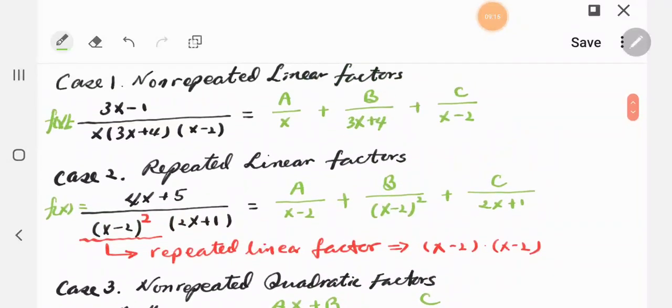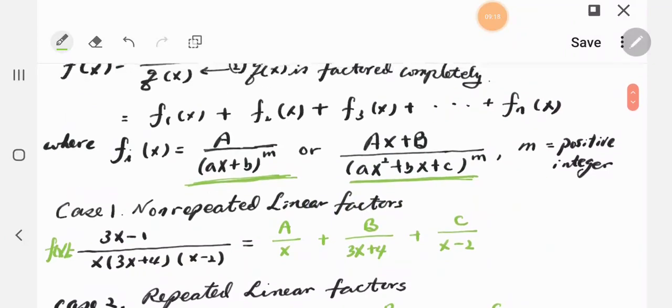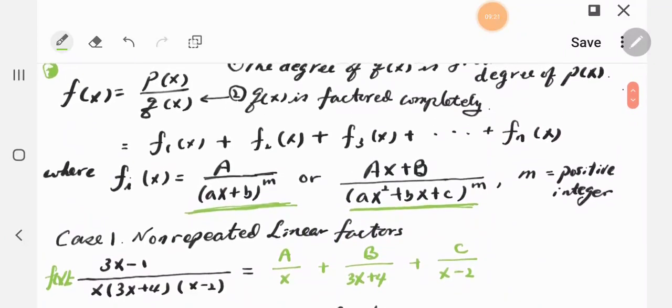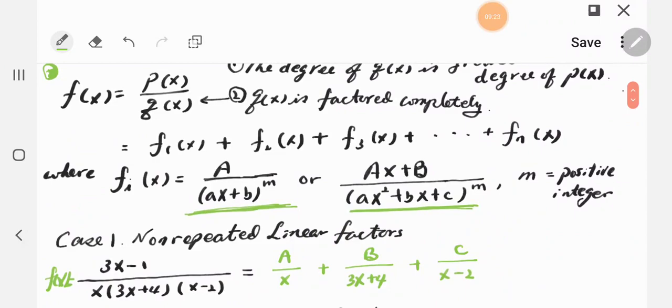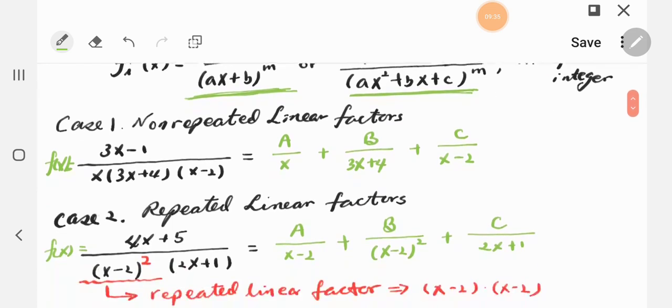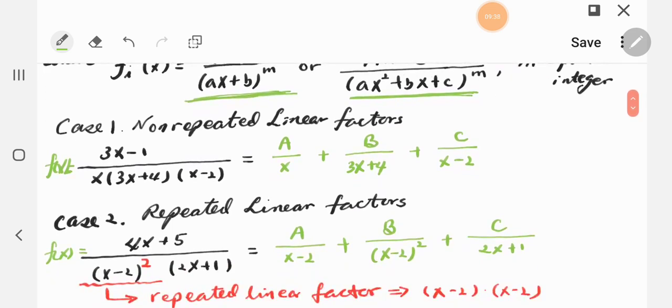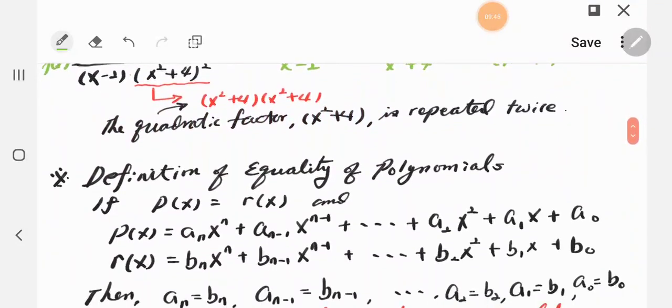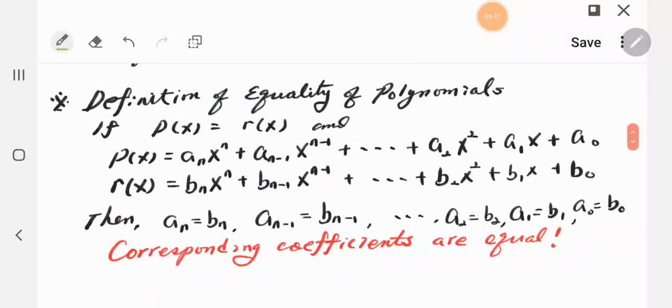So if a function's denominator is completely factored, then we can separate the denominator using each factor from the denominator. So we call it partial fraction decomposition. When we do the decomposition, this is the addition of fractions, so we will find the numerators. Okay, and then there's another definition that we should know, which is the definition of equality of polynomials.